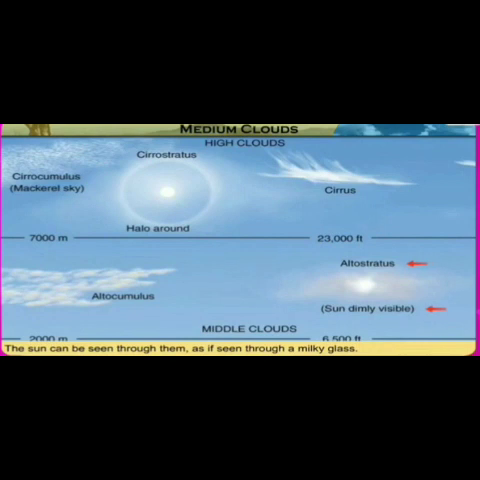Altostratus. Altostratus are not very thick. The sun can be seen through them as if seen through a milky glass. Means these type of clouds are not very thick. They are mostly thin and transparent, because of which we can directly see the sun. We cannot identify them very easily. Okay children, so here this was for the medium clouds. And the last one, low clouds.